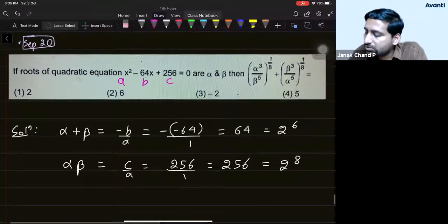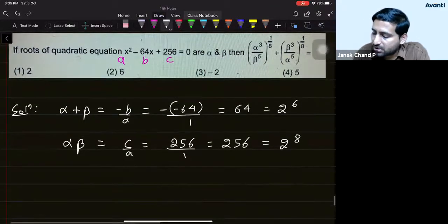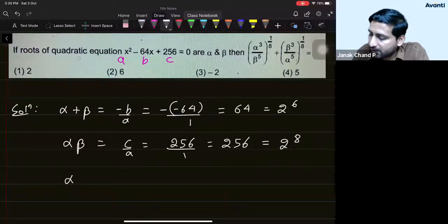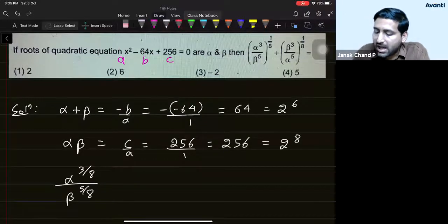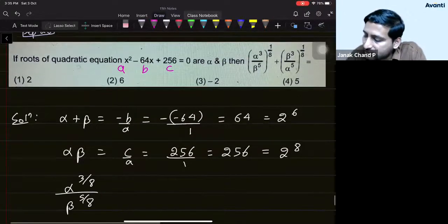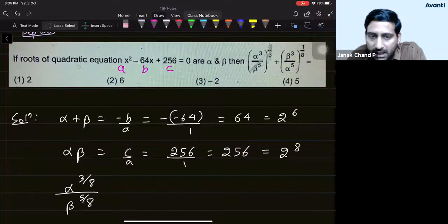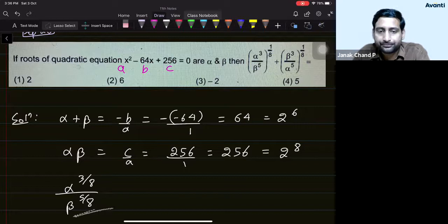Fine. So now, student, the question is, what is the value of this? If you look at this expression very carefully, this is alpha to the power of 3 by 8 divided by beta to the power of 5 by 8. I have used the laws of indices. This whole power will attack this, and this whole power will also attack this. After that, this will get multiplied with this, and this will also get multiplied with this. So it will finally result in 3 by 8 here, 5 by 8 here, right?